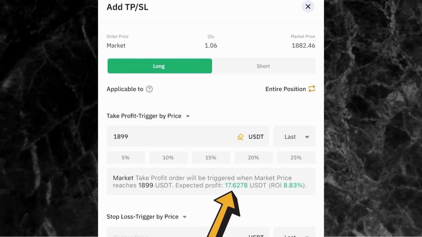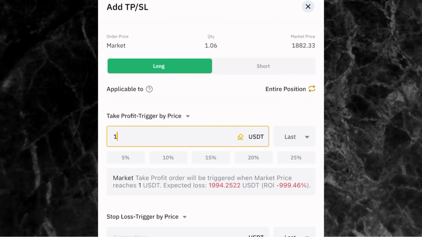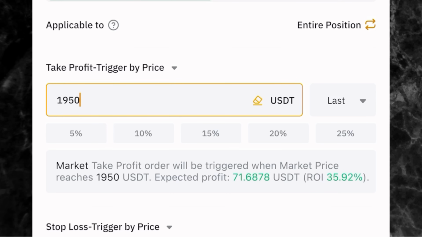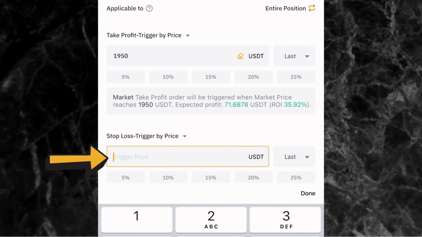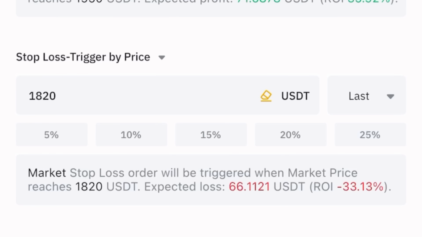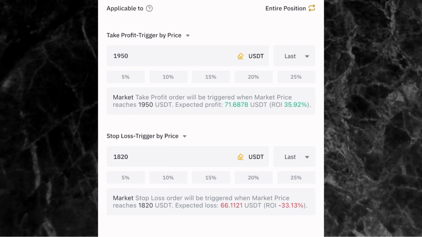So if you are taking profit at that price, this is the amount of profit you are making. And let's say, for example, you want to take a profit at 1,950, you see that you'll be making 71 USDT, and your ROI will be 35.92%. And right here, you come and enter your stop loss. Let's say we want our stop loss to be 1,820, and then right here, we see that you'll be losing 66 USDT, and you'll be losing 33% of your capital. That is for take profit trigger by price.